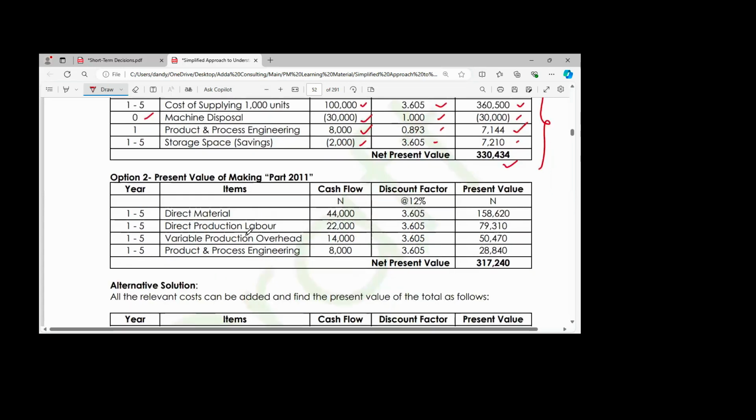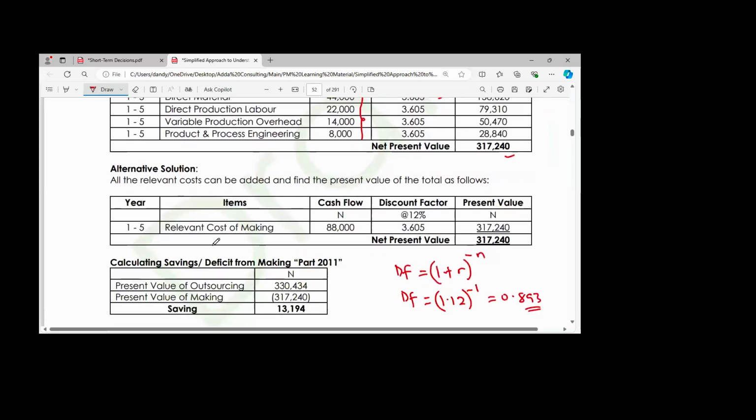Then the second option is internal production. I want to determine the present value of making part 2011 through internal production. You want to produce part 2011. Again, like I said, we have already identified all these numbers. All I need to do now, each of them is for year 1 to 5, and the annuity factor of year 1 to 5 at 12% is 3.605. So the total present value is 317,240.